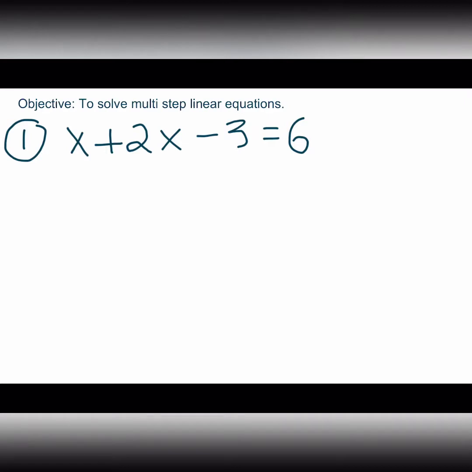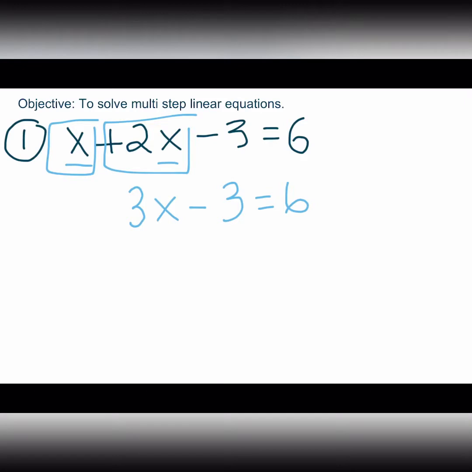So if we look at this first problem, our first step is to combine like terms. So we look here and we have an x and an x. So we are going to combine x plus 2x is 3x, and then we just bring down the minus 3, and that equals 6. Now we just have a two-step problem. So 3x minus 3, we have to add 3 to both sides. These are going to cancel, and we get 3x is equal to 9.